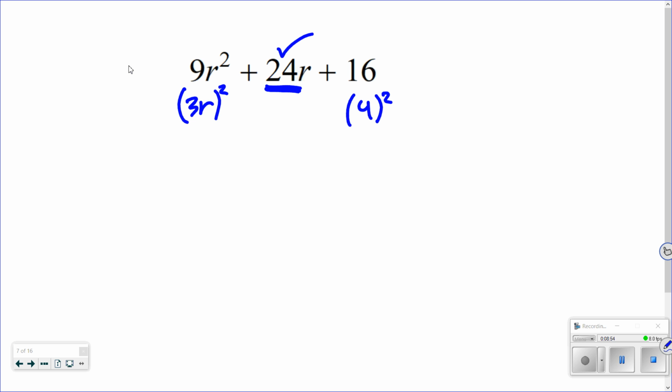On your assignment, you're going to have one problem that looks like a perfect square, but when you go to factor it, the middle one doesn't come out to be right, and so you have to do it the old way we did quadratic trinomial. So you've got to make sure you check that middle term.